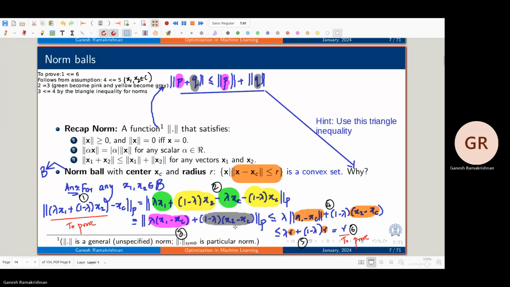Then what have I done here? Next step. It's lambda x1 minus xc and 1 minus lambda x2 minus xc. Oh, I made a mistake here. So let me use. Just a second. So all I've done here is added. Which property of norm have I used here?